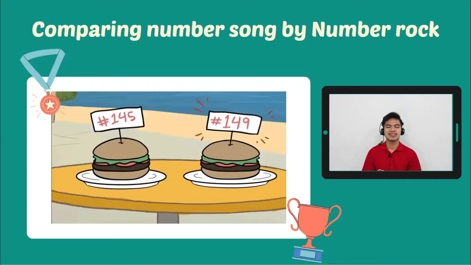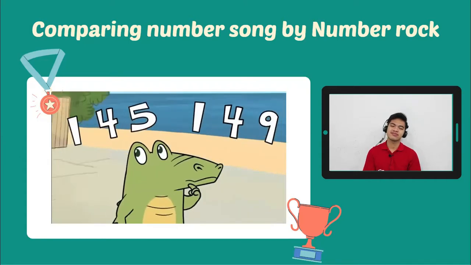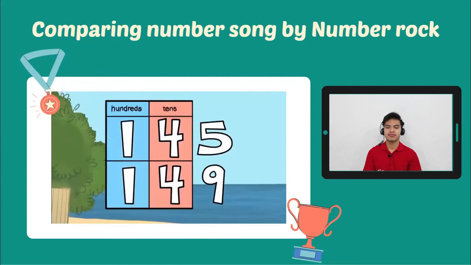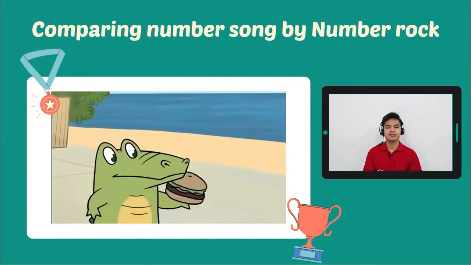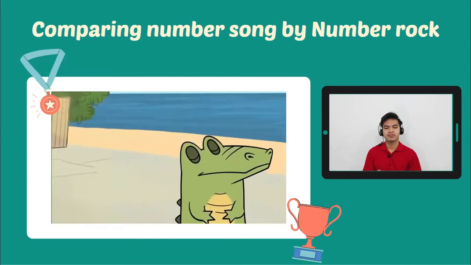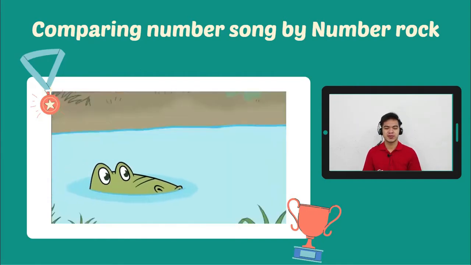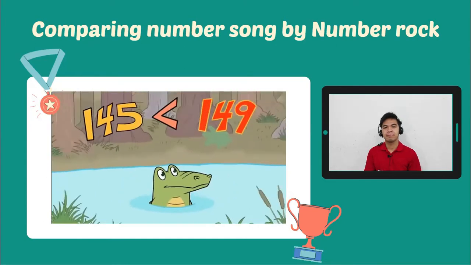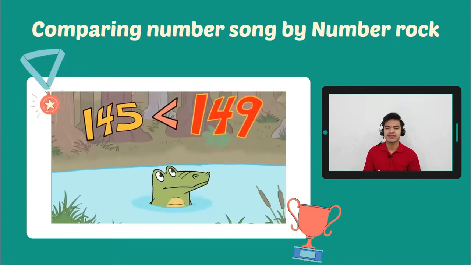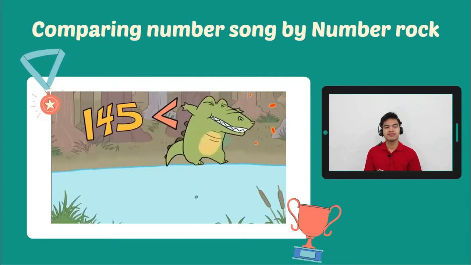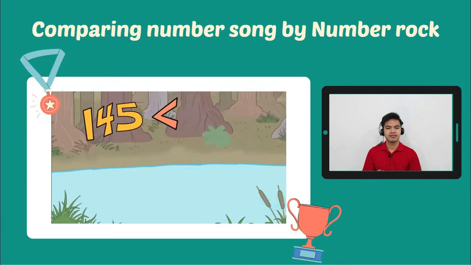145 and 149. The gator needs the greater value on the number line. He looks at the place values from left to right. Nine's the greatest ones place, so he takes a big bite. The hungry alligator eats the number that is greater. The number that is least is never part of his feast.